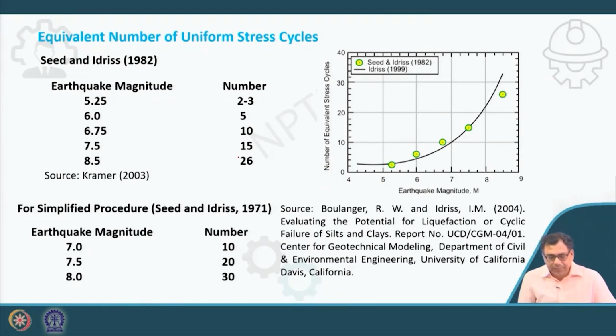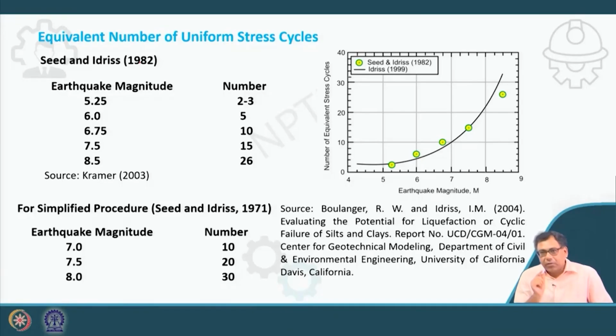So this is the equivalent number of uniform stress cycles, as given by Seed and Idris. You can see these are the equations and these are the tables. This is Seed and Idris, given in 1982: if your earthquake magnitude is 5.25, the number of uniform stress cycles will be 2 to 3.